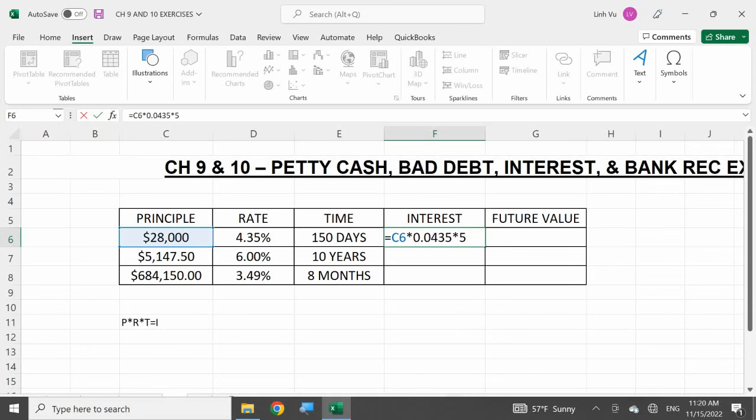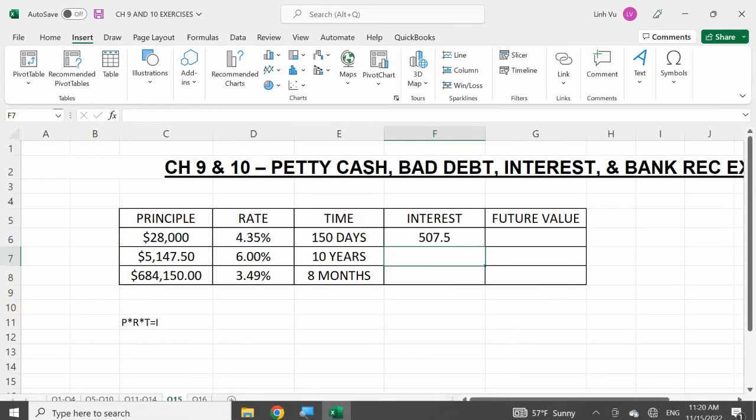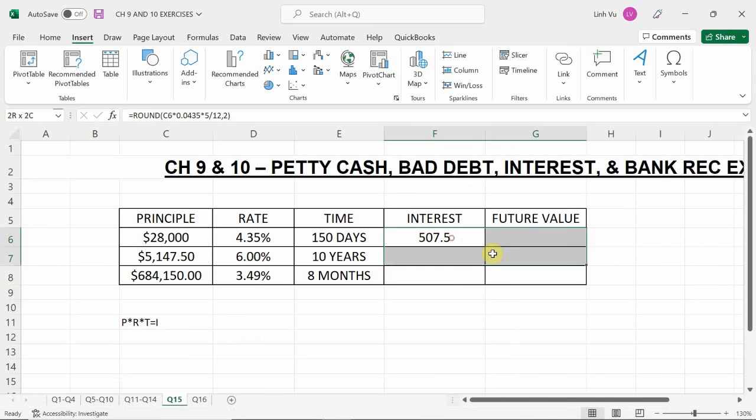And I'm going to round this, because I know 5 out of 12 months is not a very nice number. So in this case, you're going to do principal times the rate of 0.0435 times 5 months out of 12, comma 2. And that's going to give me $507.50. Okay? How do I determine the future value?